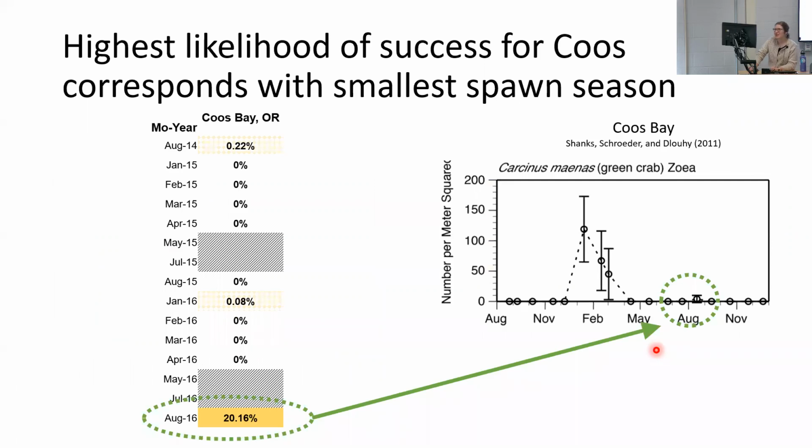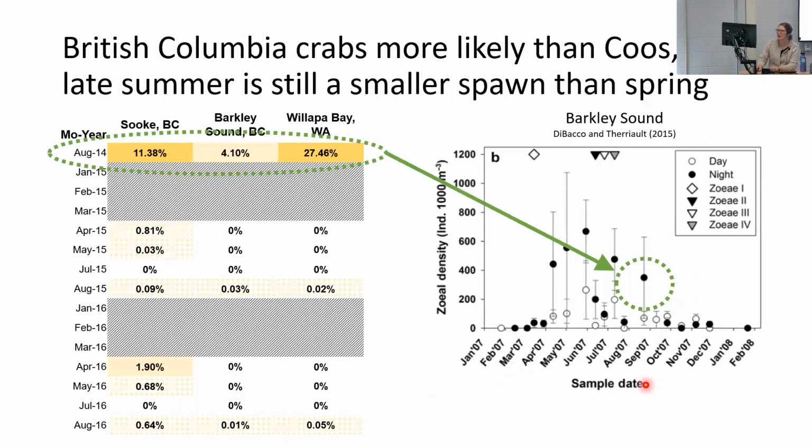The highest likelihood of success for Coos, we look at this and it's mostly zeros, but there's a couple in 2014, a couple in 2016, and then August of 2016 was a huge transport success year. But August is also when the crabs have their smaller spawn. They barely spawn at all then. So I don't know, how likely is it that was the responsible time?